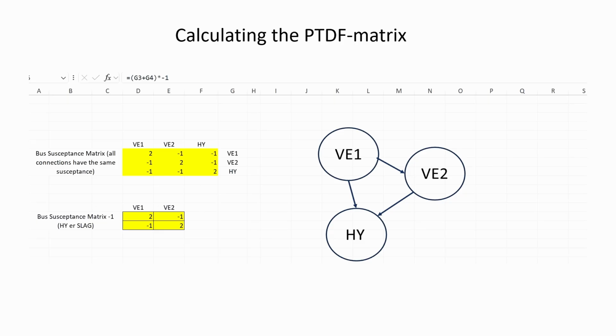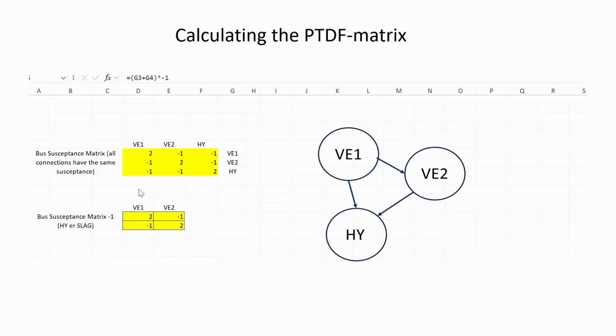I will now show you how the power transfer distribution factor matrix is generated. We have a 3 by 3 node system with three transmission lines between the nodes. In order to simplify the calculation, we assume that the reactances in the lines are the same in all three lines, and this means that the susceptances are also the same.